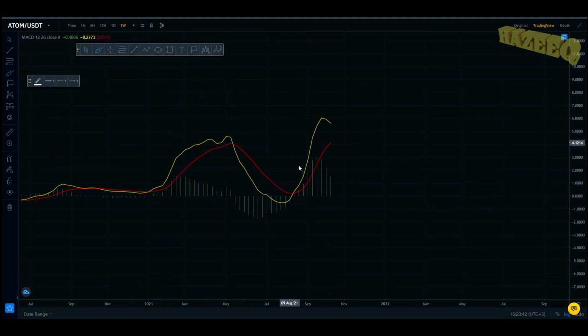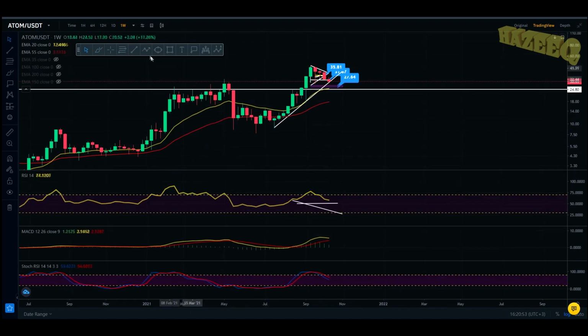We got a bit overextended on the MACD over here as well. You can see we're curling back down for the bearish cross. Hopefully we're not going to get it. Hopefully we just get a squeeze, and that's how we approach the end of the year.